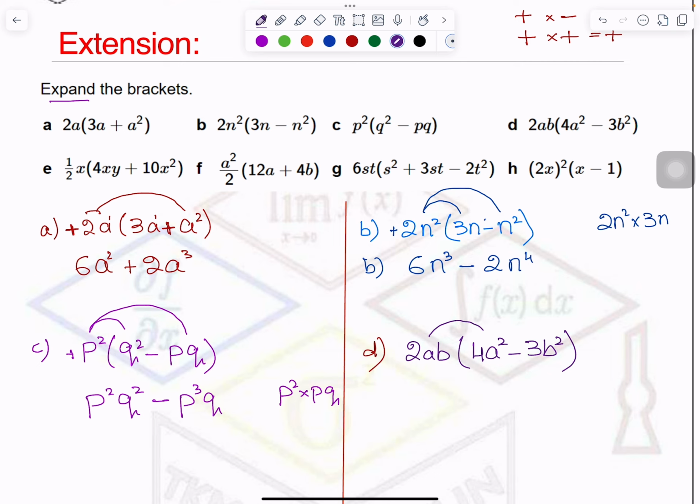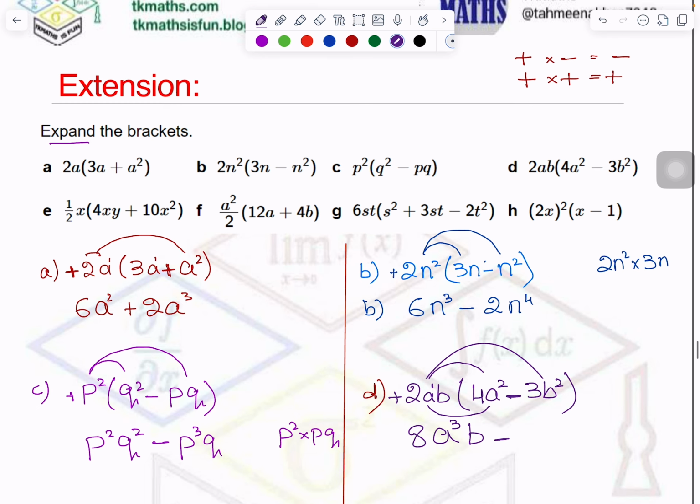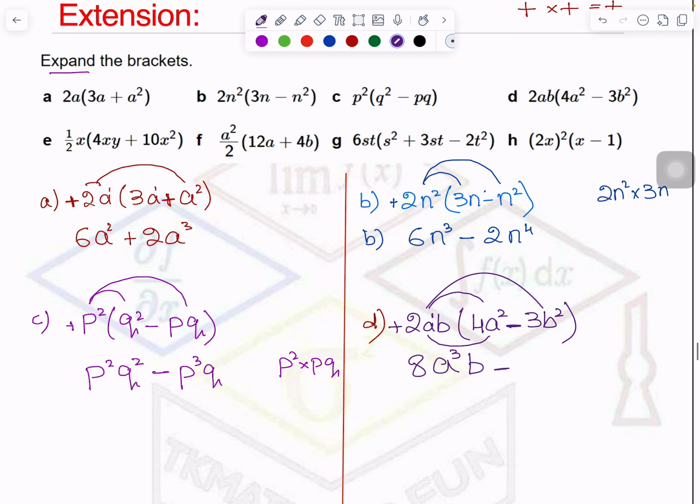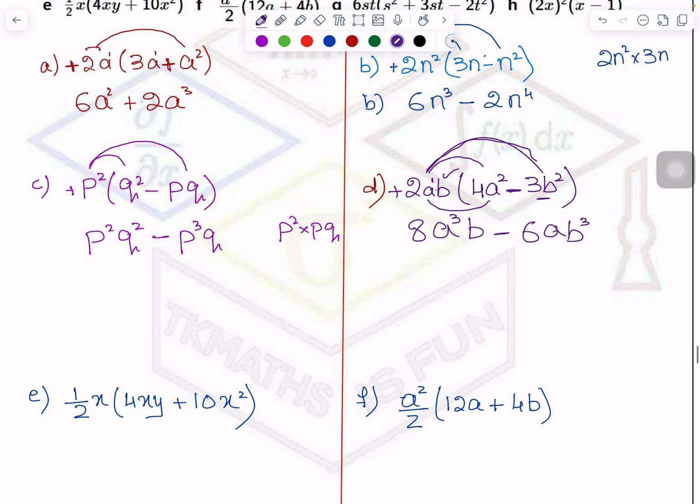2ab times 4a square. So 2 4s are 8. A multiplied by a square will be a power 3, because it has power 1 here. Powers will add up. And b is just as it is. Then 2ab multiplied by 3b square. Sign will be minus, because this is plus and this is minus, and plus multiplied by minus is minus. So 2 times 3 is 6. A, there is no a, so it will remain a power 1. But b is here, which will multiply by b square. It will become b power 3. Right?